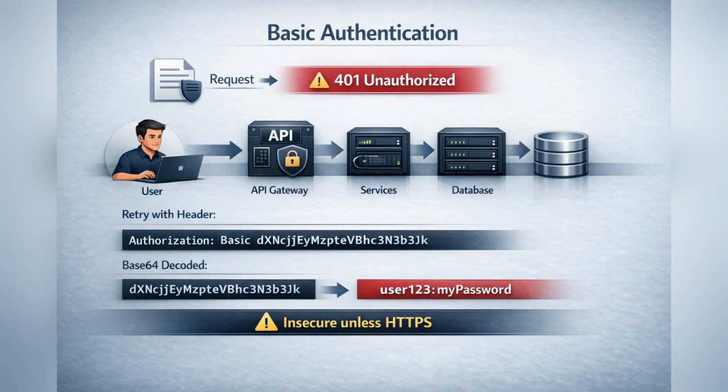Let's start with basic authentication, the simplest and most straightforward method. The client sends a request, gets rejected, and then retries with the username and password encoded in base64. Now here's the important part. Base64 is not encryption. It's just encoding. That means anyone who intercepts the request can easily decode it and retrieve the original credentials. Even though HTTPS can protect the data in transit, this method is still considered weak because credentials are sent with every request. That's why basic authentication is mostly limited to internal tools or simple systems and rarely used in modern production environments.